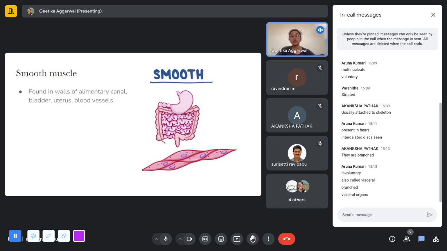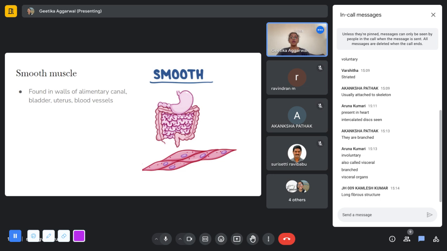So moving on, the smooth muscles are found in the walls of the alimentary canal, in our urinary bladder, in the uterus, in the blood vessels, in all of these places where we don't really feel the movement happening in these organs. They are involuntary, as Aruna said. They are non-striated, which means that we do not see the striations that we see in the cardiac or the skeletal muscles, and they are uninucleated cells, and they help us in the peristalsis of food, in the movement of the bolus of food from our mouth to, say, our stomach and so on.